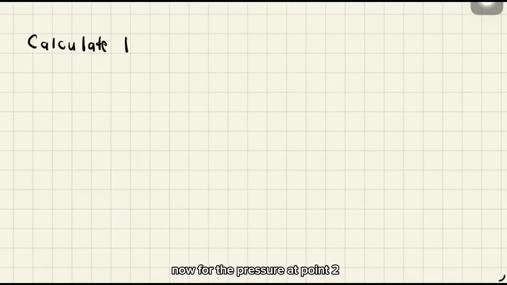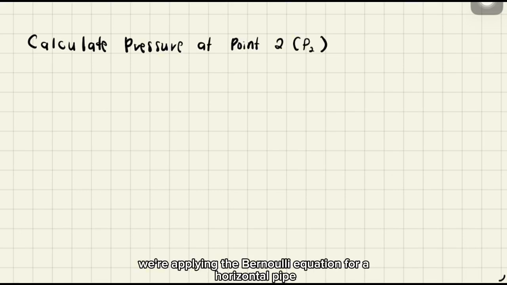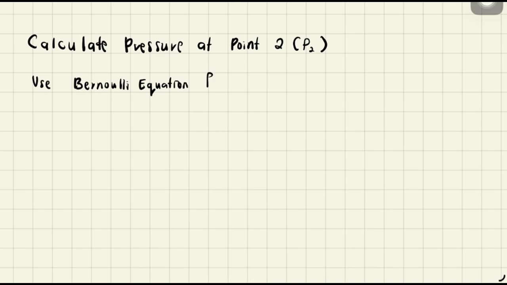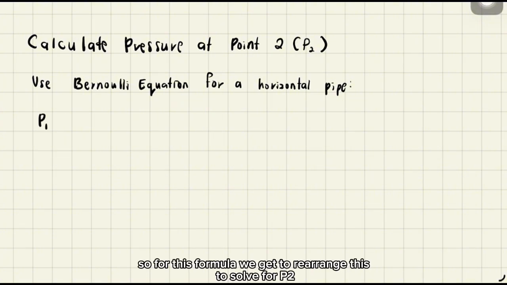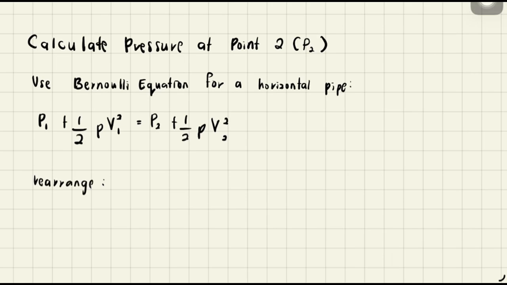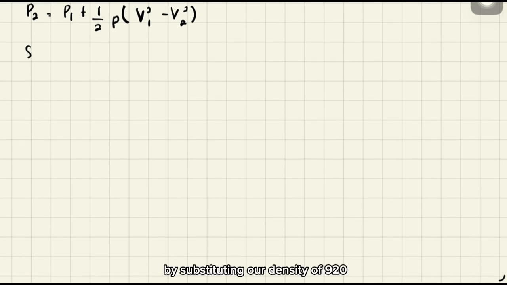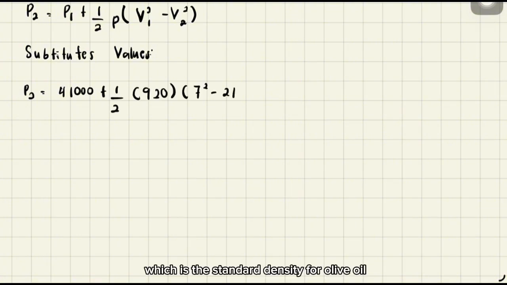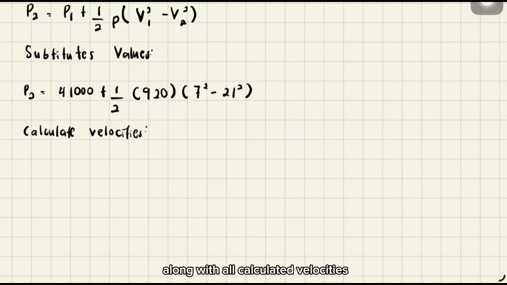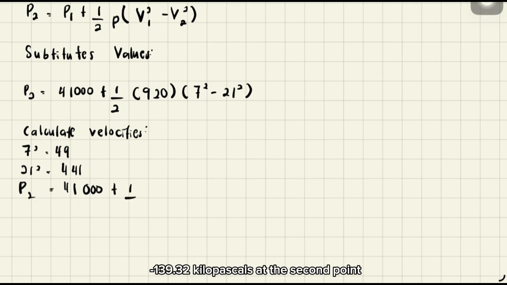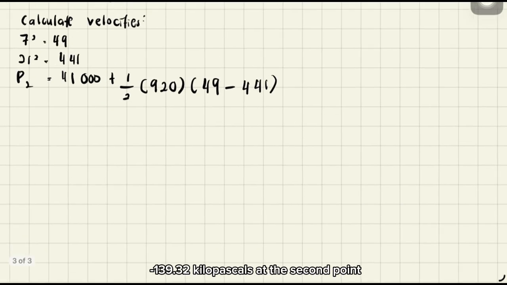Now for the pressure at point 2, we're applying the Bernoulli equation for a horizontal pipe. For this formula, we rearrange it to solve for P2. By substituting our density of 920 kilograms per cubic meter, which is the standard density for olive oil, along with our calculated velocities, the math leads us to a pressure of negative 139.32 kilopascals at the second point.